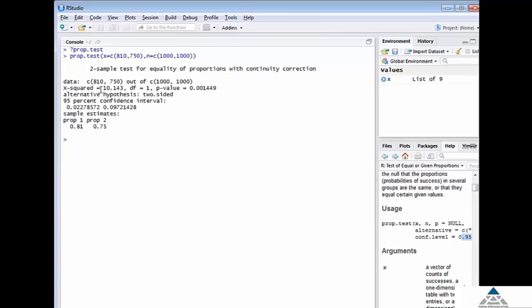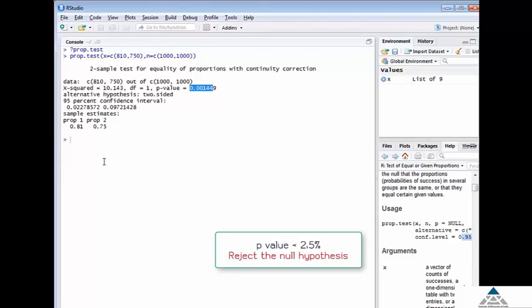Let us look at the elements of the output. First thing is X squared, which actually is the chi-squared statistic. We will look at this in detail in a subsequent video. The degree of freedom for the chi-squared test is as expected 2 minus 1, which is 1. Then we have the p-value, which is of interest to us over here. The p-value is 0.1449%. Since the p-value is less than 2.5% here, we can safely conclude that we reject the null hypothesis.